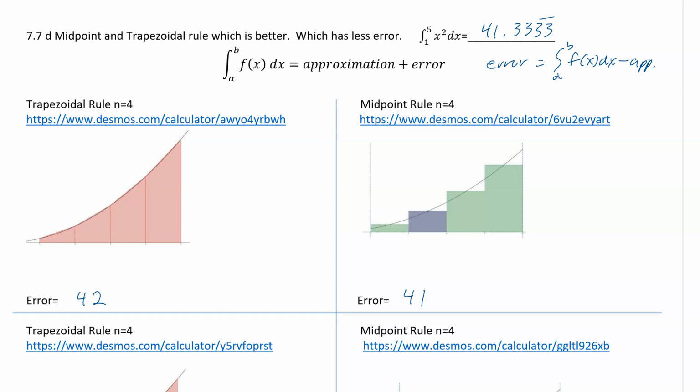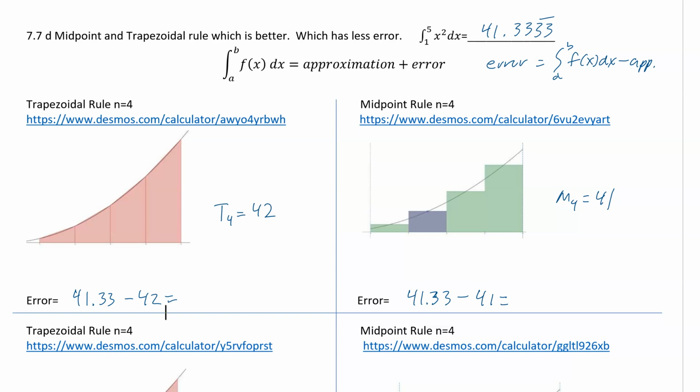Now this would be our trapezoidal rule. For 4 subintervals, we would end up with 42, and for midpoint with 4, we end up with 41. Now if we take our actual value and subtract our approximation, it's going to give us our error. So 41.33 minus 42, and then 41.33 minus 41.